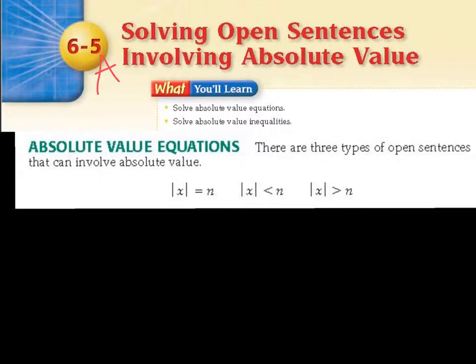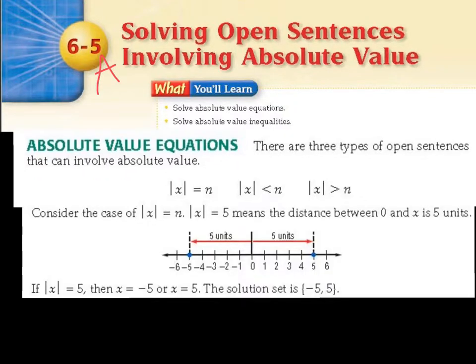There are three types of open sentences that can involve absolute value. The absolute value of x equals n. It could be absolute value of x could be less than n, or the absolute value of x could be greater than n. Now remember, absolute value actually means distance.